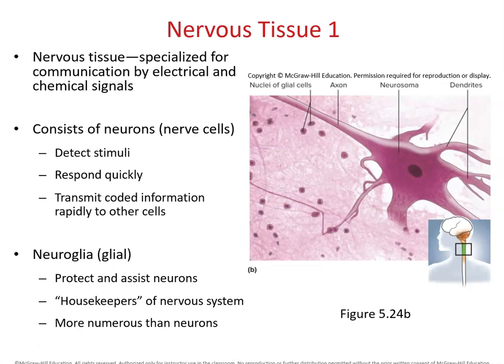Glial cells or neuroglia help in this process. They are found around the neurons. You can see the glial cells here. They are around the neurons and they protect the neurons to some degree and also help in the signal transmission.